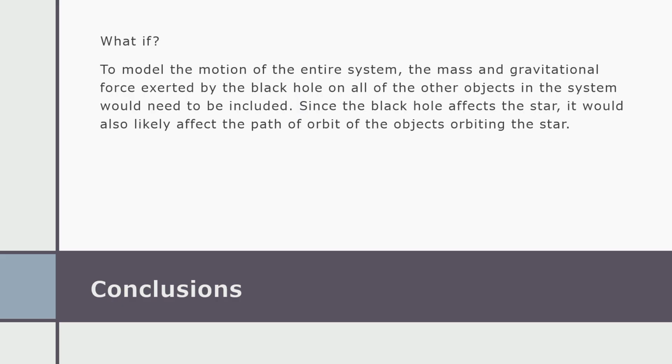What if the system included more than just the star and the moon and the spaceship? We'd have to calculate the motion using the mass and gravitational force exerted by the black hole, and it would affect the path of all of the objects within the system.